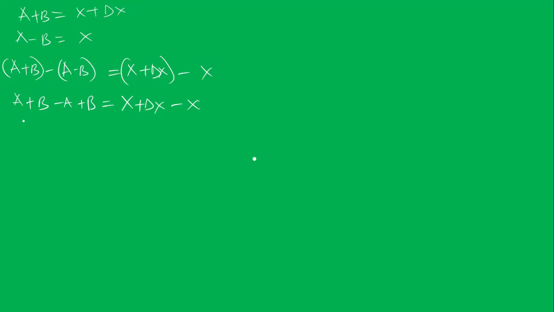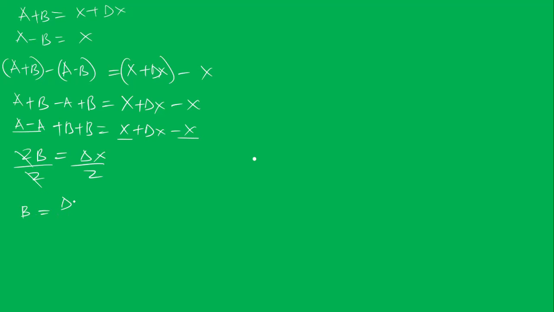Now bring the like terms, you have a minus a. This is plus b, which is x plus change in x minus x. This x will cancel out this x. So now this a will cancel out the a. You have 2b is equal to change in x, so delta x. So if you divide all through by 2, these 2 will cancel out. You have isolated b, which is delta x all over 2.